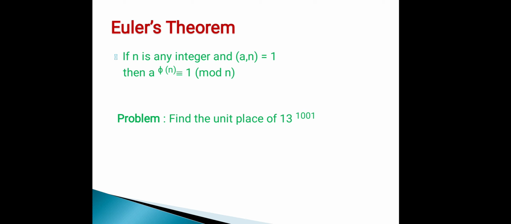where phi of n, we already know, is the number of non-negative integers less than n that are relatively prime to n. Okay, now we will go for a problem. The first one is: find the unit place of 13 to the power 1001.